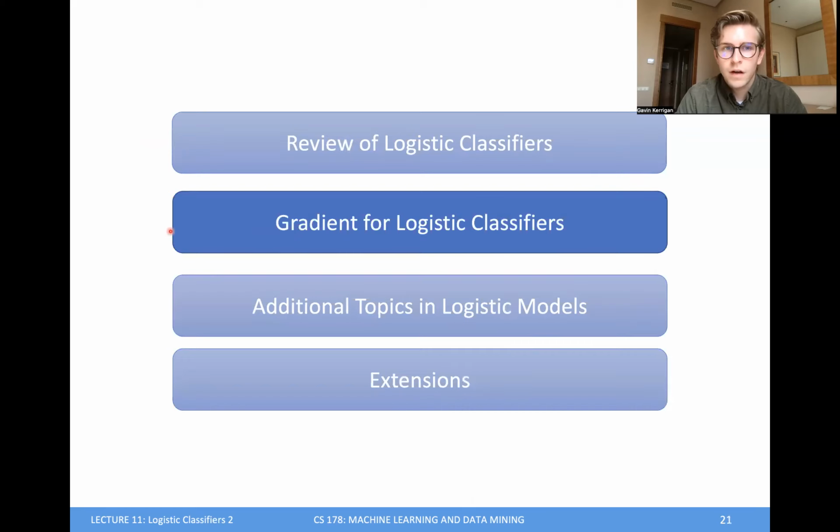So in this next section, we're going to go through a fairly involved calculation on how you actually get gradients for these models. And of course, we need these gradients to do gradient descent. So we'll do that calculation now.